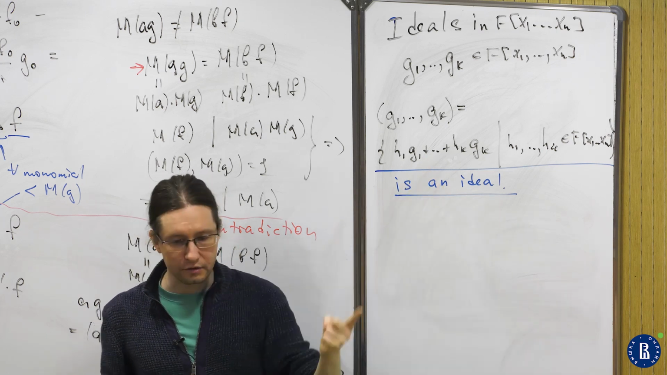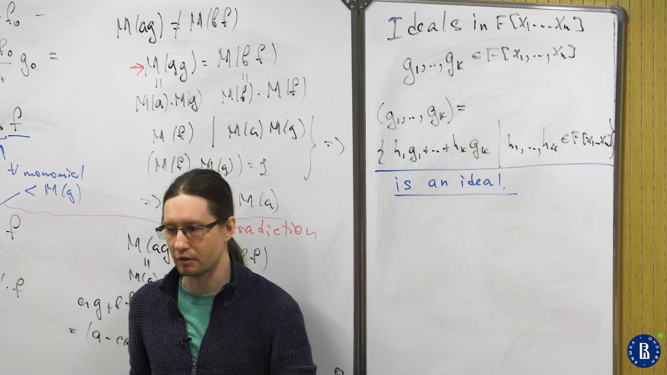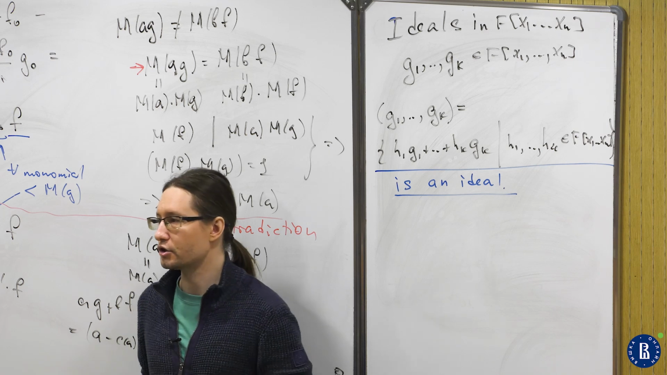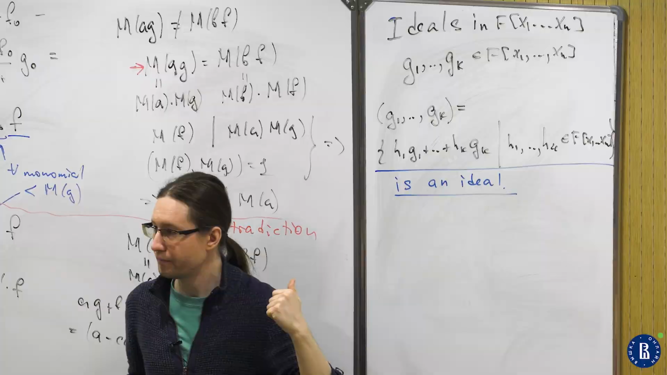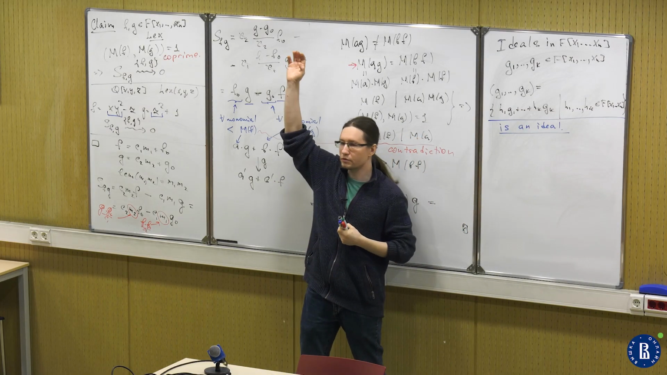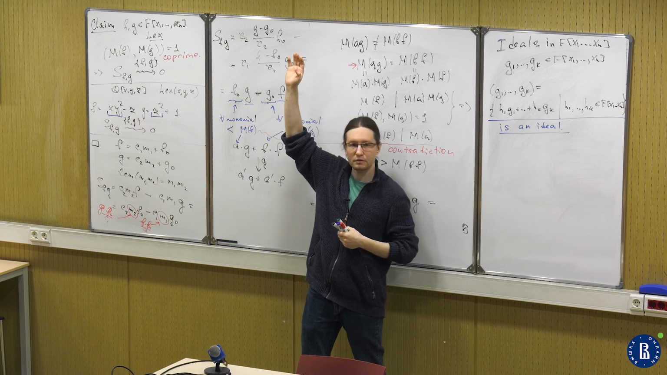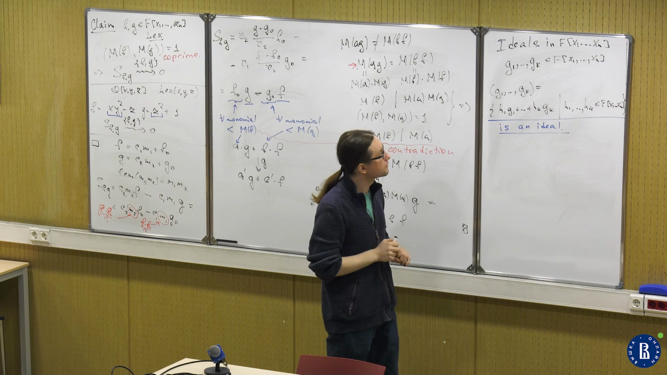So the zero is here. It's closed under addition, subtraction, and multiplication by any polynomial. So this is the definition of an ideal, and it's clear that this is an ideal. OK? Just in case, is there anyone who wasn't able to follow why this is an ideal? OK, good. Now, what is important?